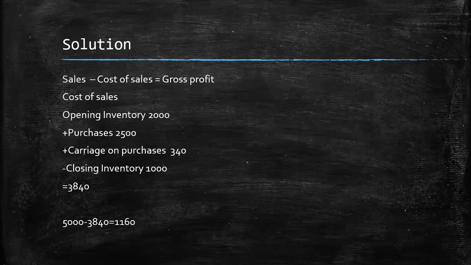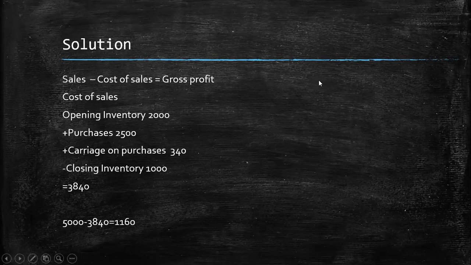Check when we consider the value of the closing inventory, the profit increases. The profit is 1,160 when we deduct the amount of closing inventory. So by deducting the amount of inventory, it simply means you are reducing your expenses.